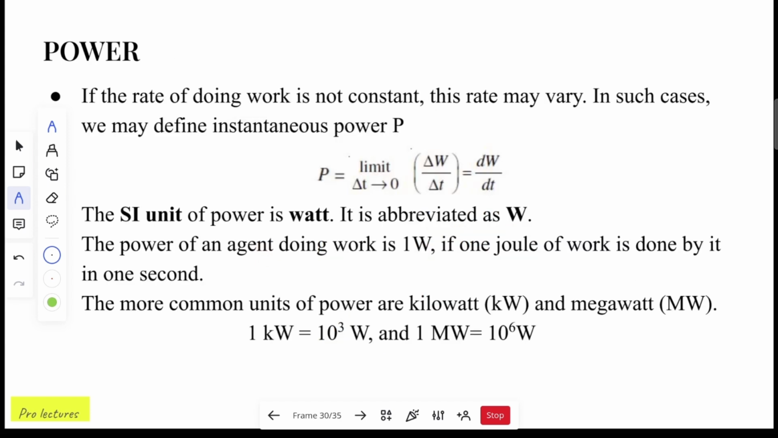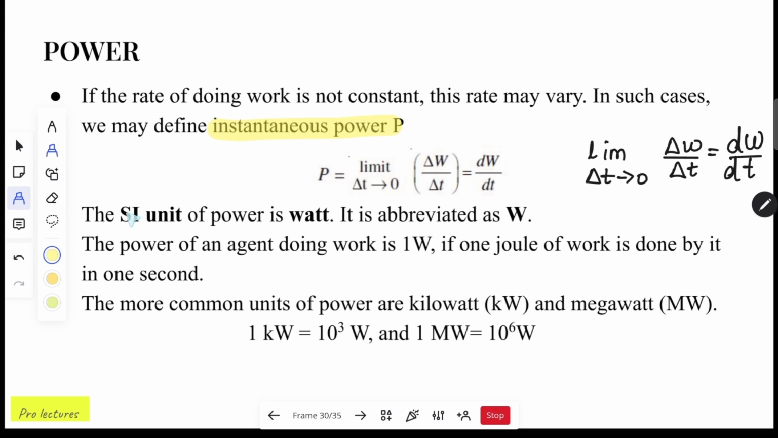What if the rate of doing work is not constant? We saw force was varying. What if this work is itself not constant? In such cases, we need instantaneous power. So let us define the instantaneous power as limit del t tends to 0 of del w by del t, which can be written as dw by dt.